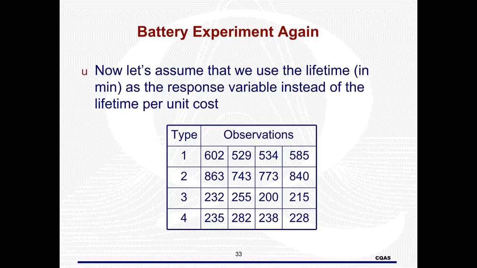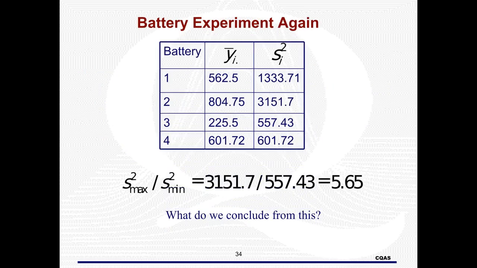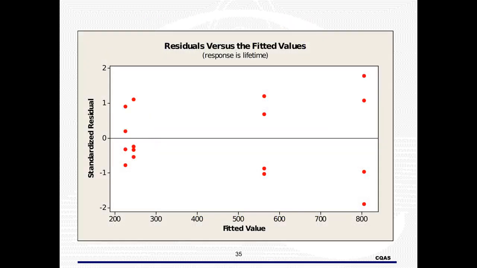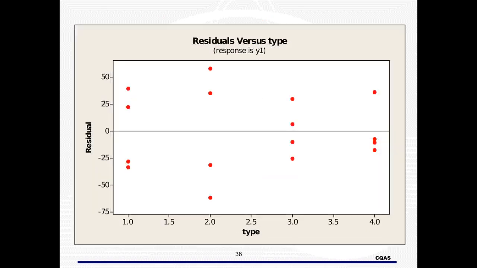Here we go back to the battery example. Only this time we will use the lifetime as the response variable instead of lifetime per cost. Switching to lifetime instead of cost-adjusted lifetime reveals a major variance problem. The variance grows dramatically with the mean. This screams, transformation needed. We can see this issue somewhat in the residuals versus fits plot. Then again in the residuals versus type.